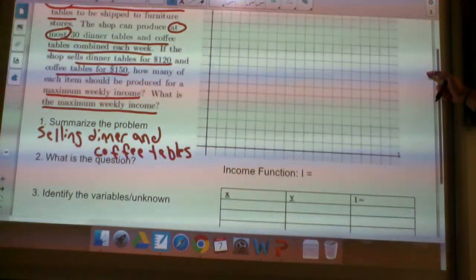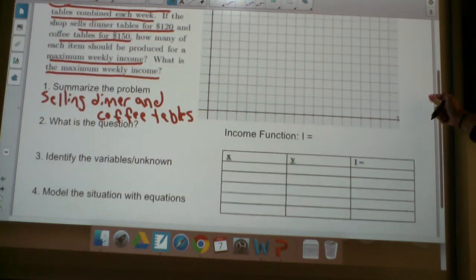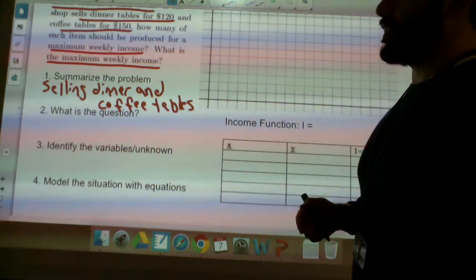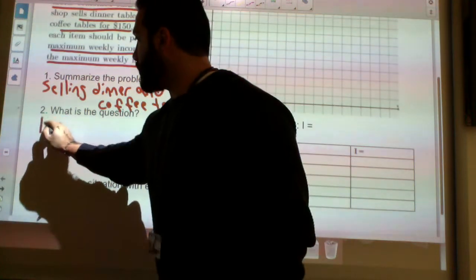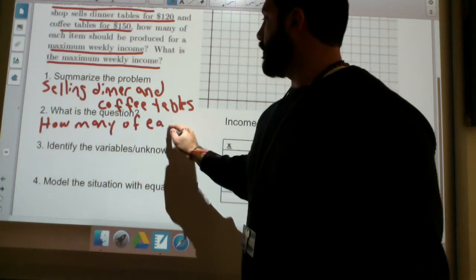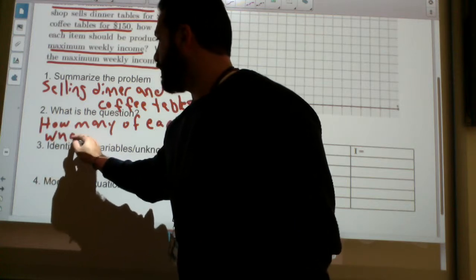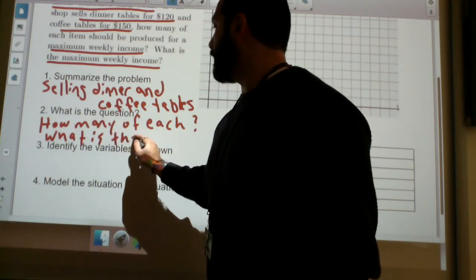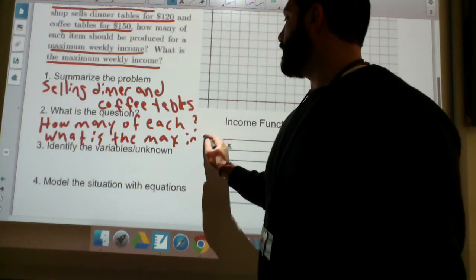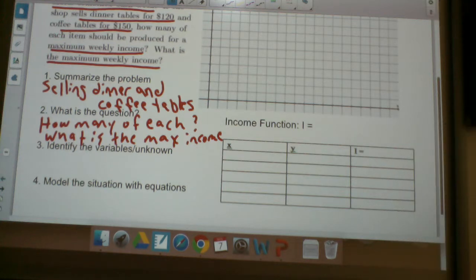So what is the question that's being asked? In here, if you notice, there are two questions being asked. The first one is how many of each item, and the second one is what is the maximum weekly income? The second question is more going to come in handy with your partners and what they're going to be doing with their work. You're going to be focusing more on figuring out how do I get to that how many of each concept here.